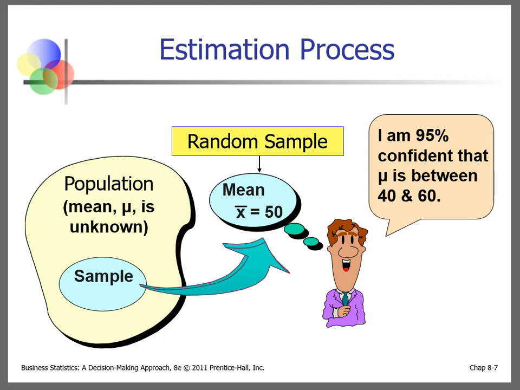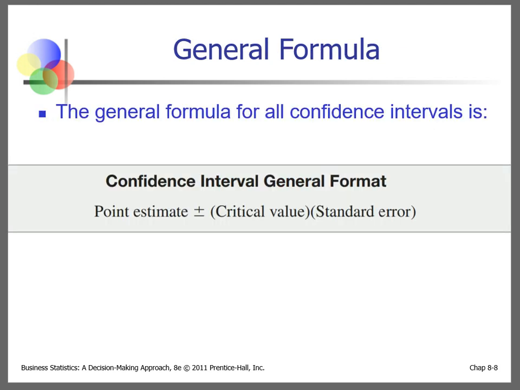Let us have a run-through on the estimation process. From the population, we generally don't know what the population mean is. So, what we do is to get a sample from the population and compute the sample mean. We can then estimate the population mean from the sample mean we've just computed with a certain level of confidence. The general formula for computing the confidence interval is as follows. The point estimate plus or minus the critical value multiplied by the standard error.